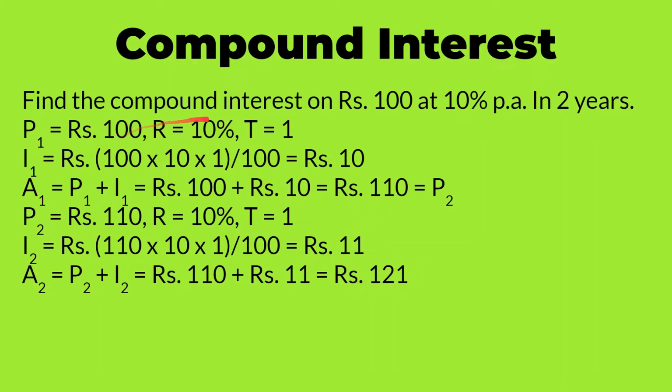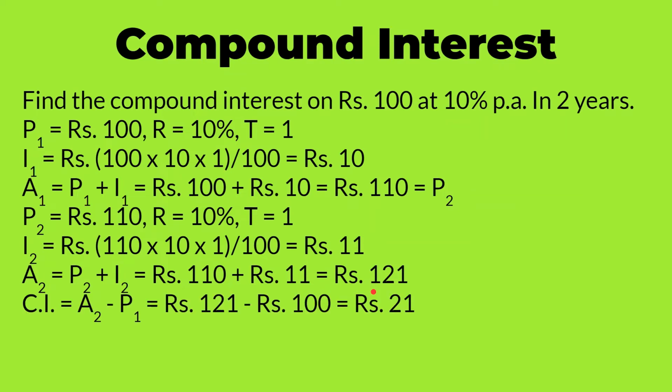So compound interest is basically the extra money, any type of interest. What is the extra money you have paid? If you are borrowing 100 and giving 121, simply it's the difference. So compound interest is equal to A2 minus P1, that's 121 rupees minus 100 rupees, so it's rupees 21. To find compound interest, you need to always take the amount of the last year, so that if the total time period was n years, then An minus P1 is equal to the compound interest, that is amount of last year minus principal of first year.